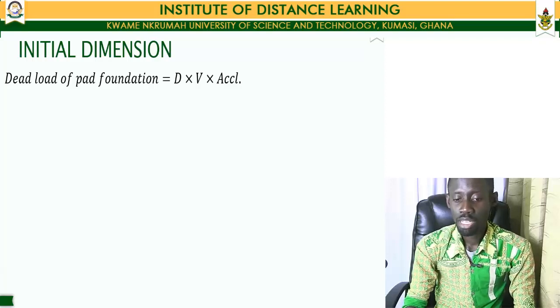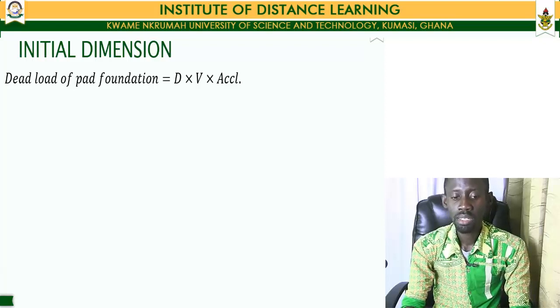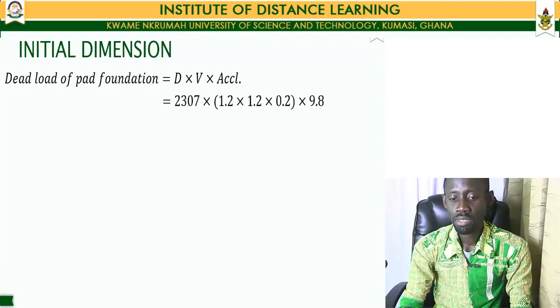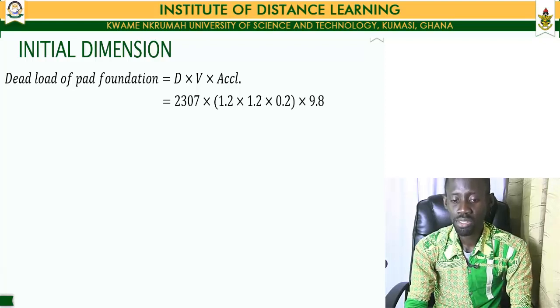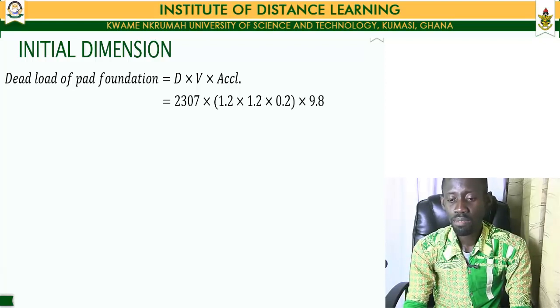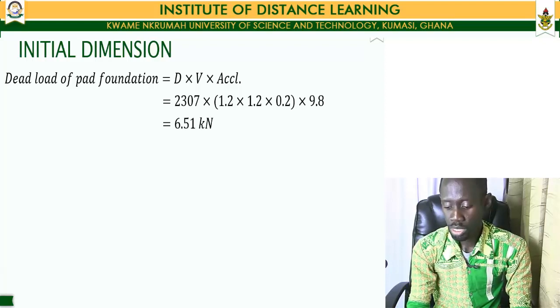Now, having come out with the dimensions of our pad foundation, we can move ahead and calculate the actual weight of our pad foundation. And that would be given to us by the density multiplied by the volume and the acceleration due to gravity. From our previous lectures, we realized that the density of concrete making use of natural aggregate was given as 2307. So we pick that density value, then multiply it by the volume of our pad foundation, which is equal to 1.2 by 1.2 by 0.2, again multiplied by our acceleration due to gravity, which is 9.8. This gives us a total weight of our pad of 6.51 kilonewtons.